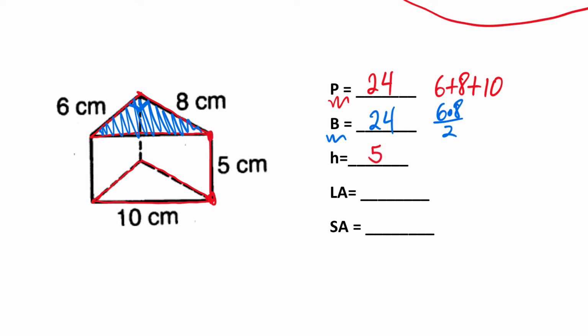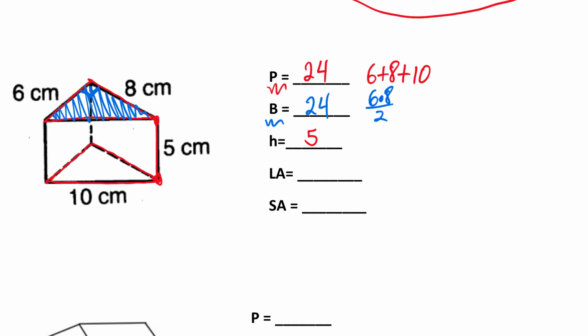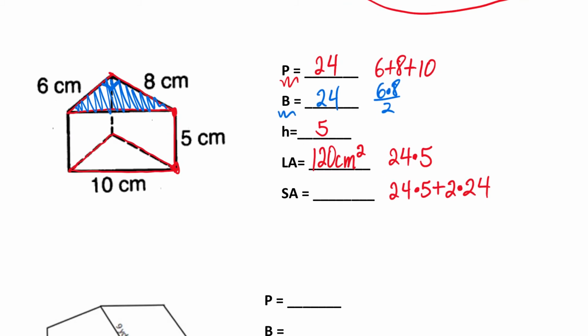So 5 is that. All right, so for lateral, it's just P times H. So it's 24 times 5, which is what? 120. And total surface area is P times H plus 2 times B. What does that give you? 168 square centimeters.